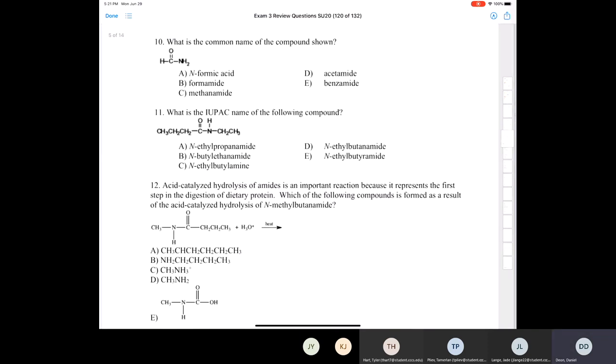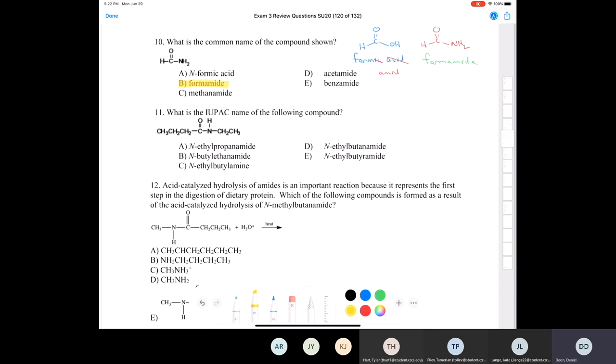What is the common name of the compound shown below? Well, remember that our book says that you can always think about the analogous carboxylic acid. And if I have a one carbon carboxylic acid, this is called formic acid. And when I have a one carbon amide like this, what I would do is remove the ic acid, and I replace it with amide. And so what I would end up for this compound would be formamide, okay? And that's the name of the compound, which is formamide.